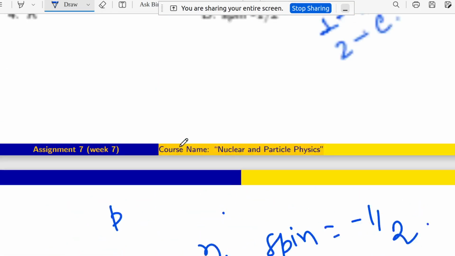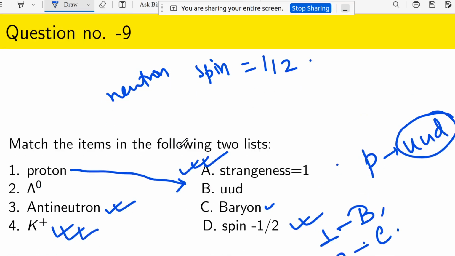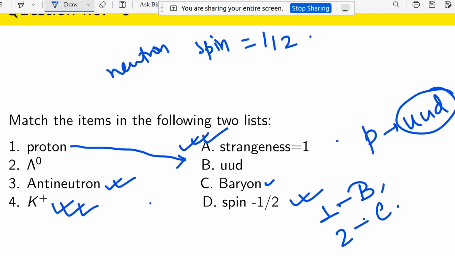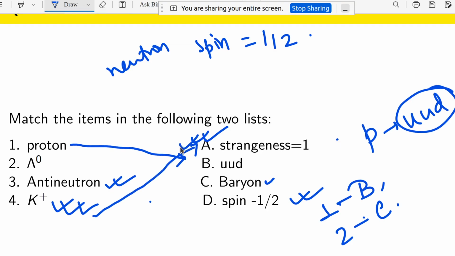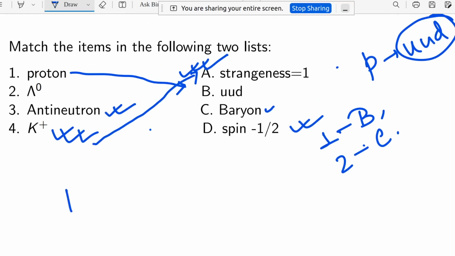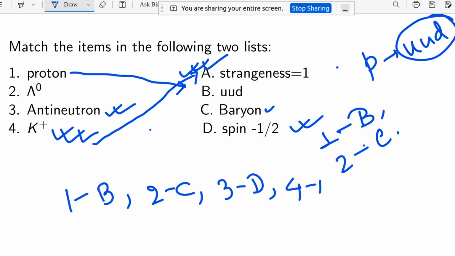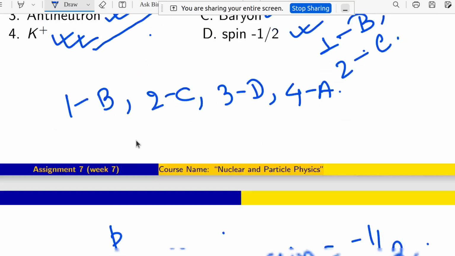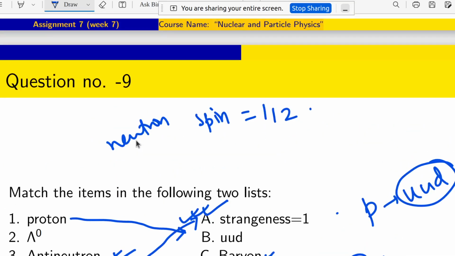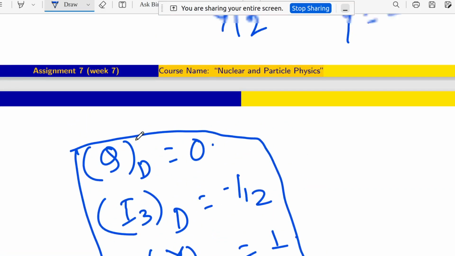Now coming to the question again, you can see K plus has strangeness 1. That means this one will be corrected as this one. So if I write correctly, then the connection will be 1 to B, 2 to C, 3 to D, 4 to A. This is the correct combination. Okay. Now if you have any question about these 9 questions, you can ask me, or we will do something else.